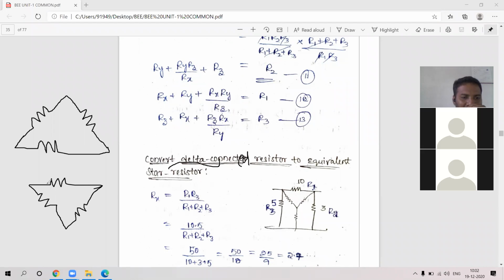Now see here, this delta connection can be connected in the form of pi model also. Delta or pi, both are the same only. If it is connected in pi model, see here, this delta is there, the same circuit I am redrawing here. Whatever the value of the resistor is there, and this resistor is there now, I am expanding like this in the form of pi.